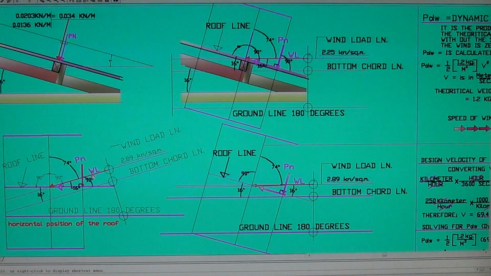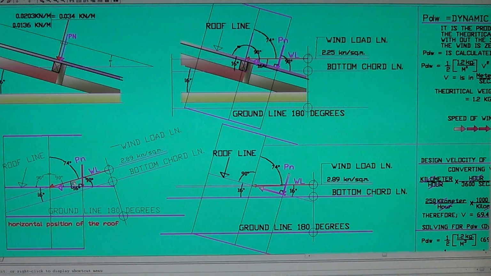Any inclined load has to be resolved into two components, one horizontal and one vertical. We're looking for the vertical load at 90 degrees with respect to the surface the load is applied to. The horizontal component will not affect the roof because it is parallel to the roof. So we're looking for PN due to the wind load. Alright, so that's 16 degrees.